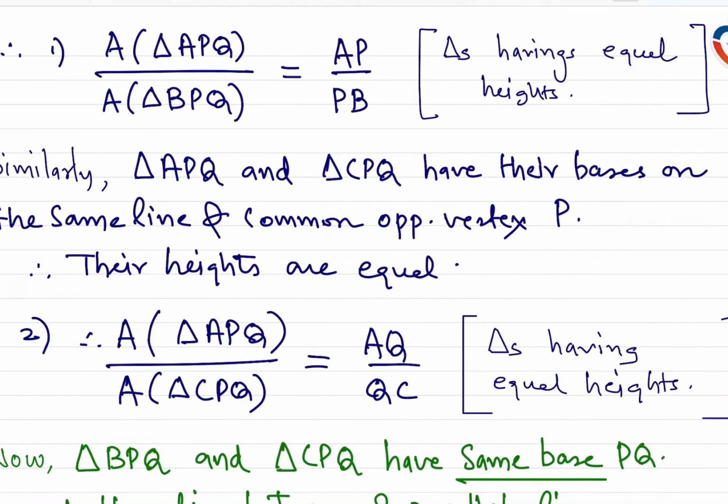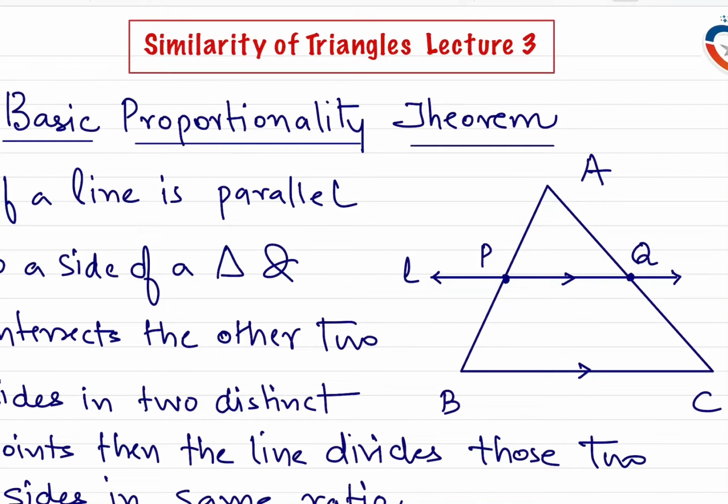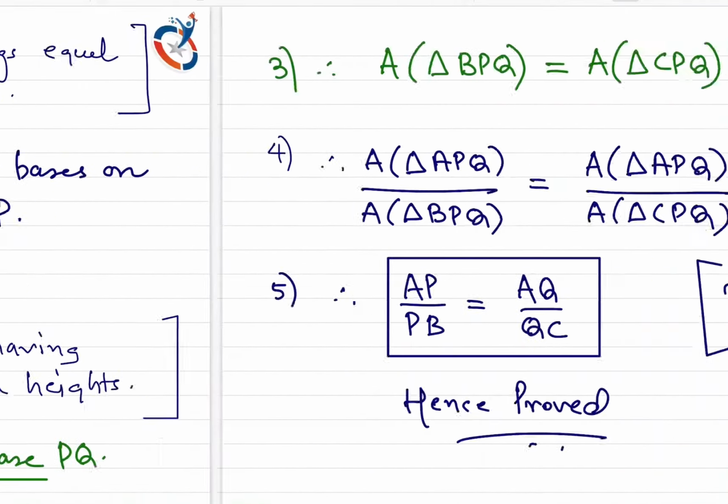Clear? So you have proved that in a triangle, if a line is parallel to one side of a triangle, then it divides the other two sides in the same ratio. So ratios are equal. So whenever you find that a line is parallel given in the question, then you can say the ratios are equal.